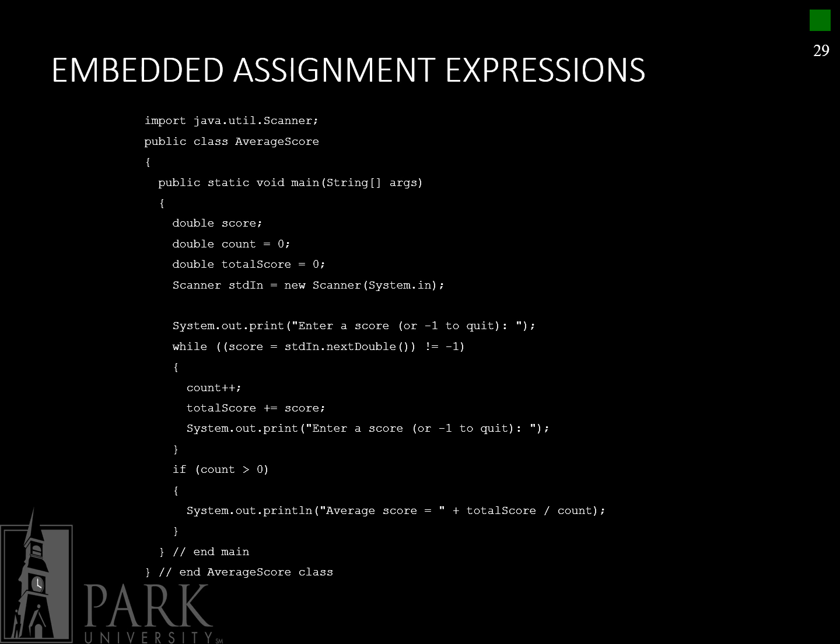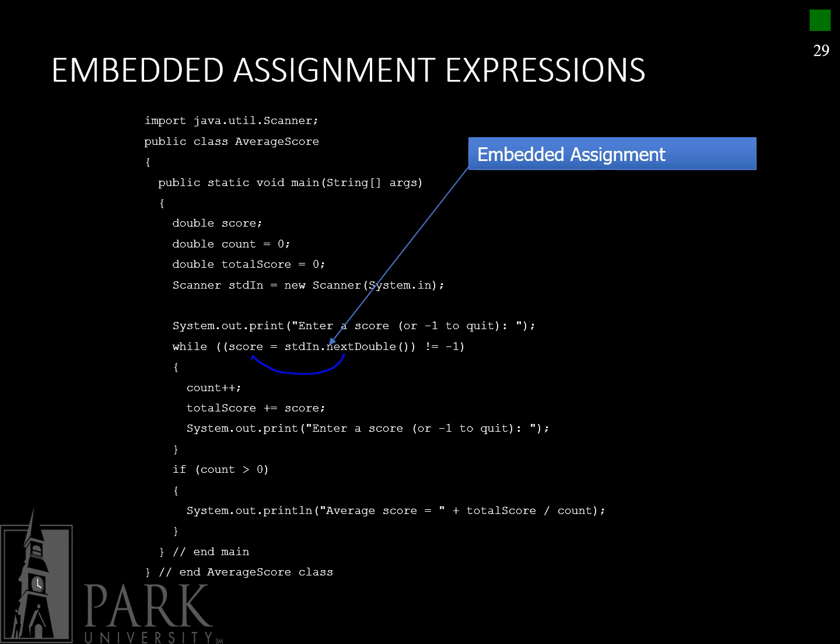It's fairly common to embed an assignment expression inside a loop condition. For example, in this code, we have an embedded operation here inside the loop. The program gets its input from the user, and then it's evaluated from left to right. So this next double gets stored inside the score, and then score is then evaluated with -1, right? So it can be kind of tricky that way.